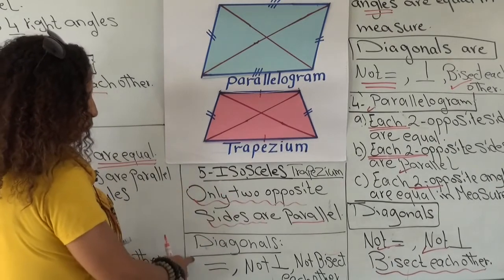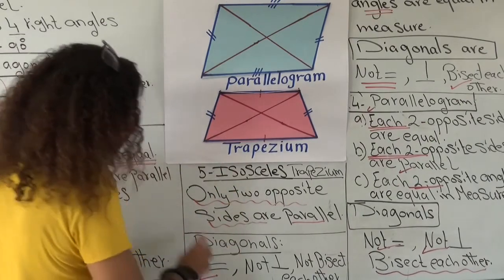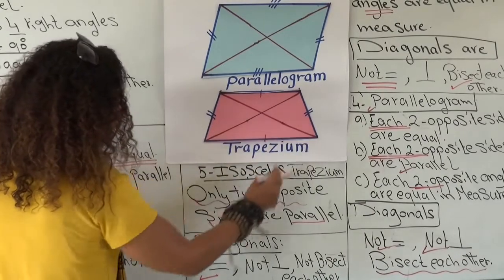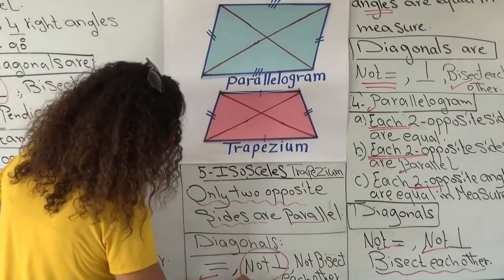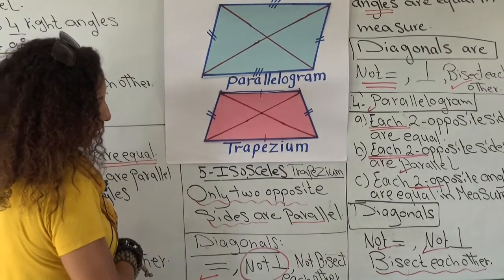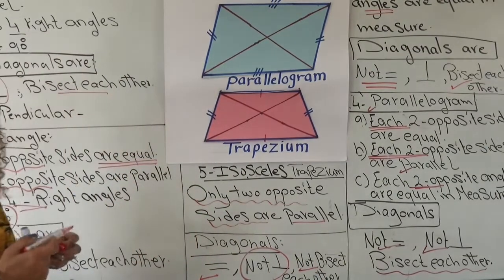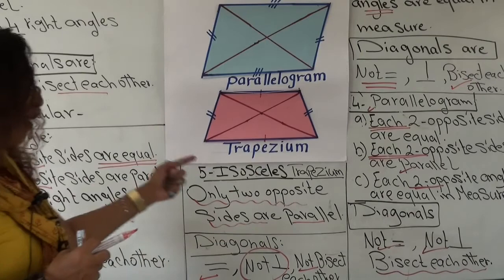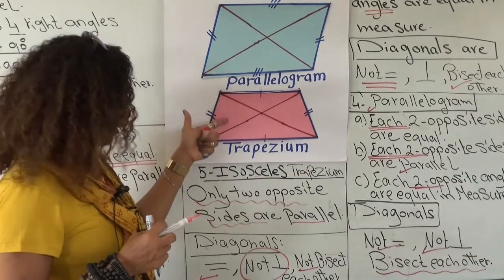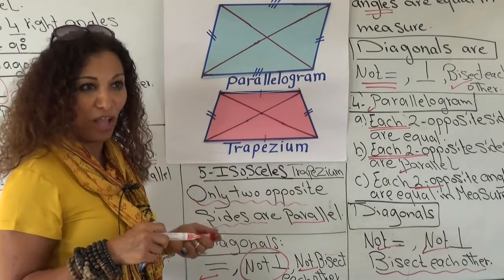Then we are going to talk now about the diagonals of the trapezium. They are equal to each other, okay, and they are not perpendicular, okay. They don't form a right angle, and they do not bisect each other. They do not bisect each other. Okay, so again, the isosceles trapezium, number 1, they are equal. Number 2, not perpendicular. Number 3, they do not bisect each other.